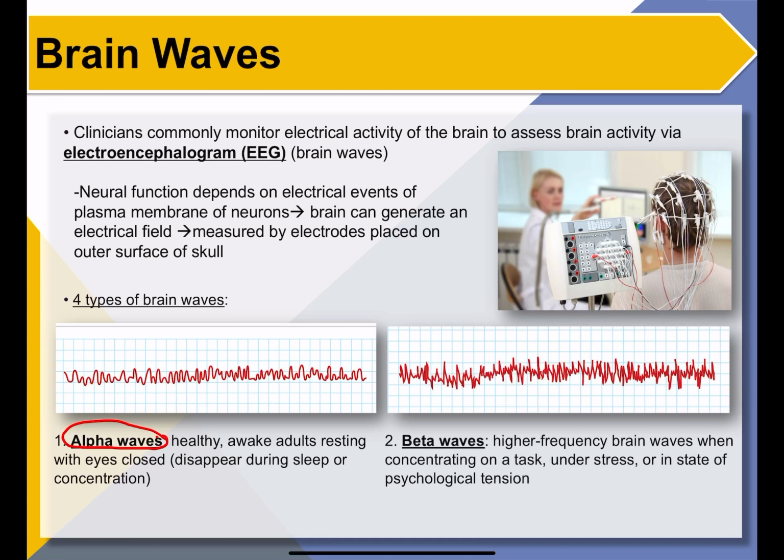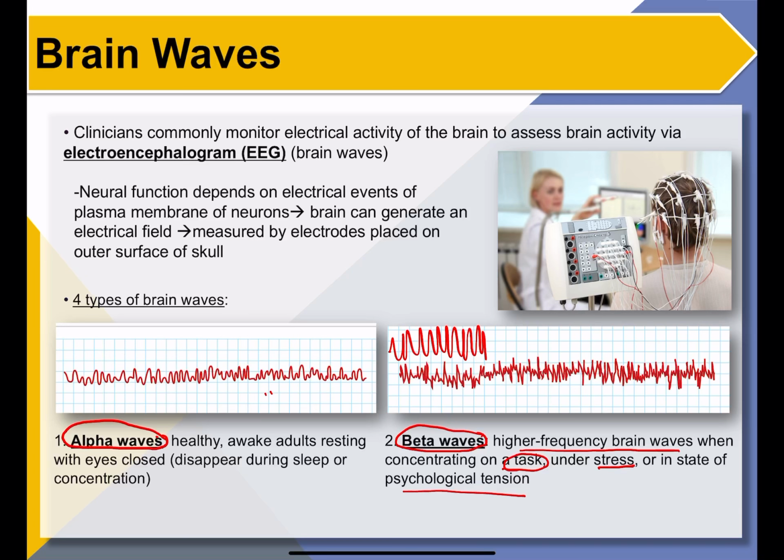Okay, so beta waves are higher frequency brain waves that happen when a person is concentrating on a task, under stress, or in some state of psychological tension. So that's why you have these higher frequency waves closer together instead of these nice alpha waves here. So whenever, for example, you're cramming and studying really hard and stressed about things coming up, about everything in your life, if you measure your EEG at that moment, you will see a lot of these beta waves coming through.